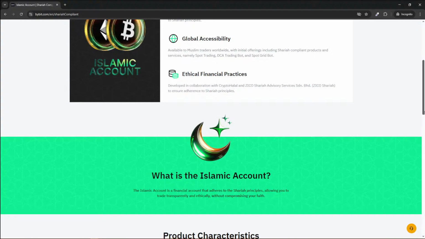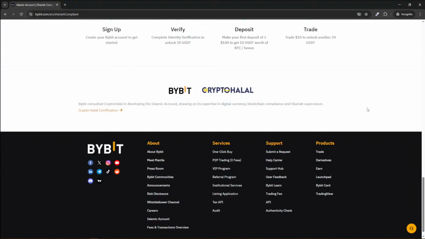Selected tokens for the grid bot. Sign up, verify, deposit, trade. So I think ByBit consulted Crypto Ally in developing the Islamic account, covering cryptocurrency and blockchain compliance. That's probably nice.